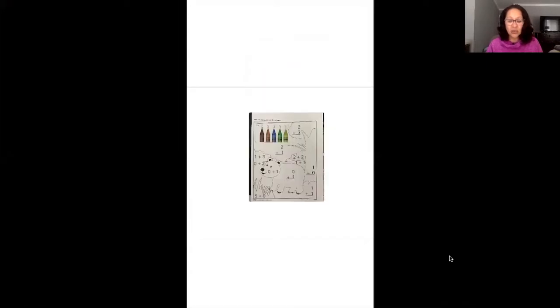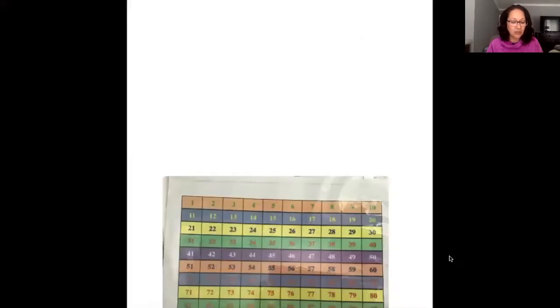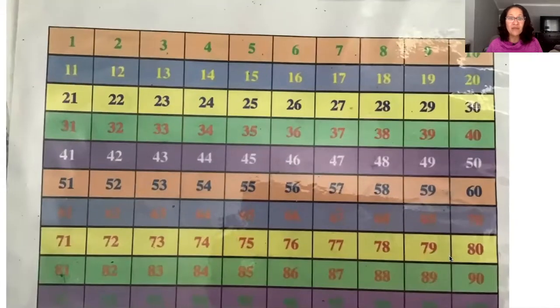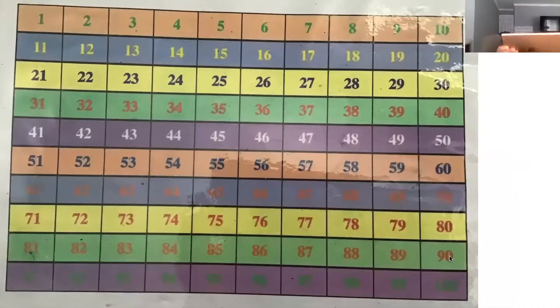Okay, so right now we are going to look at the chart. Remember the chart? And we are going to skip by fives. We're going to skip count by fives. Let me bring it over here a little bit. There it is. There we go. All right, so we're going to skip by fives, and I'll circle them. And the first one is, so that means you're starting with the 5. So I'm going to start here.